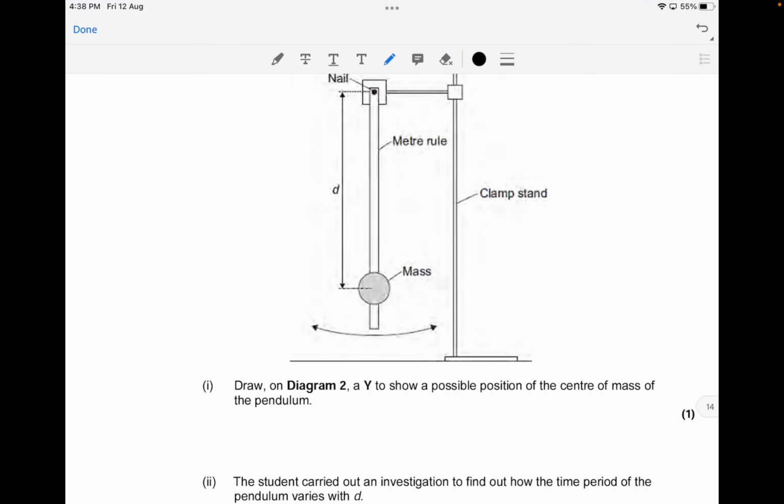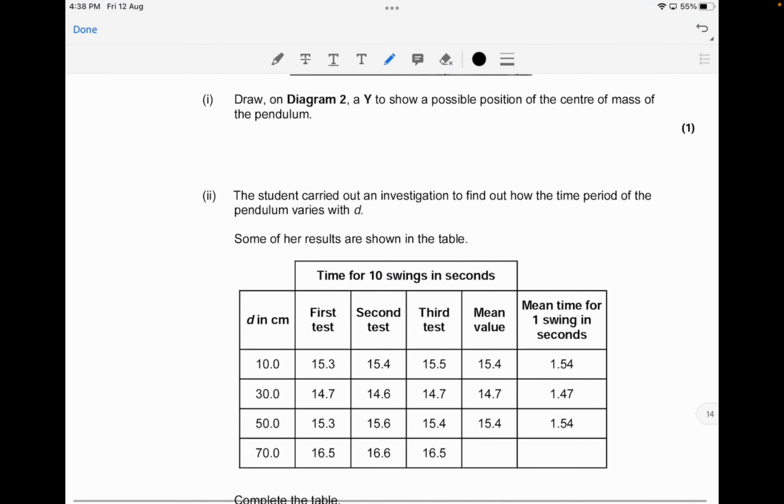On diagram 2, a Y is used to show a possible position of the center of mass of the pendulum. The Y should be placed between the center of the ruler and the upper part of the mass, so somewhere between here. This should be approximately, I think, somewhere there. Okay, the student carries out an investigation.